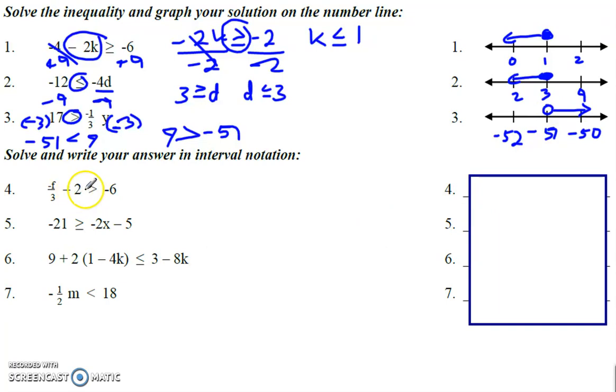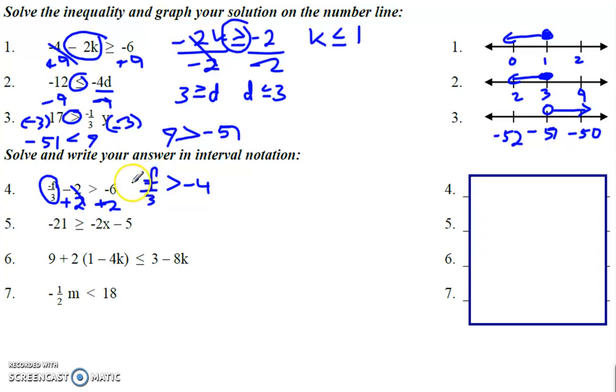Okay, here, I've seen a lot of you make this mistake. You cannot first multiply by 3. If you do, you have to multiply every term by 3. Otherwise, circle this variable term, add 2 to both sides first, okay? That cancels out. Now we have negative f over 3 is greater than negative 4.